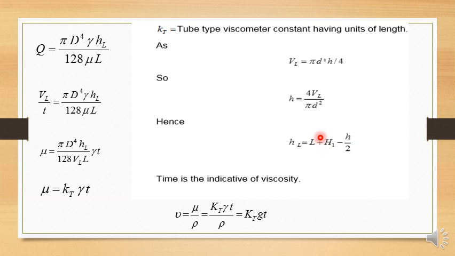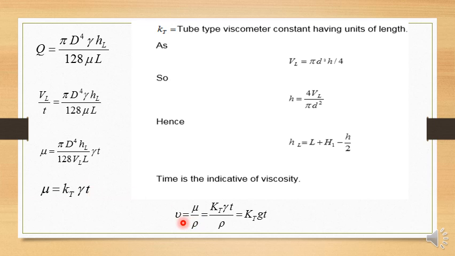So all of these values are with us. These will be your input data and you can determine them very easily. Now what is left with you? Gamma is constant again, and what is t? Now t, time, you need to measure by the stopwatch. So the time is indicative of the viscosity. If you are interested to determine the mu, then this formula will be there.